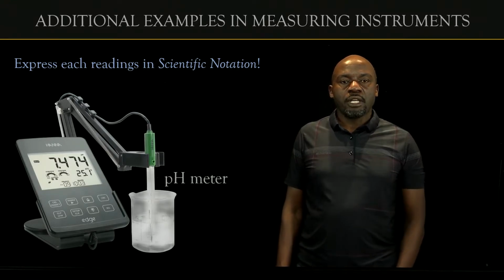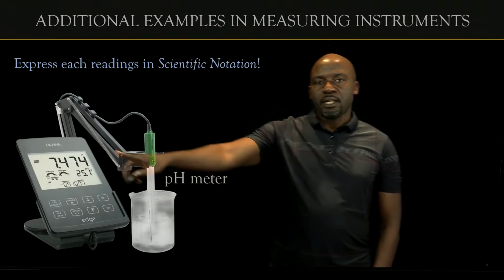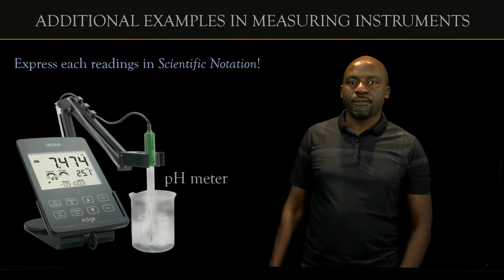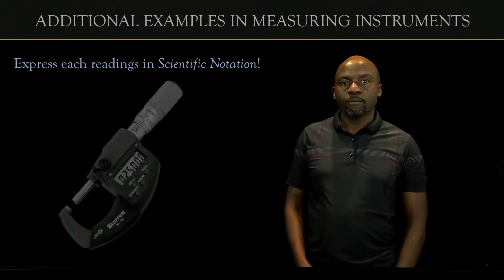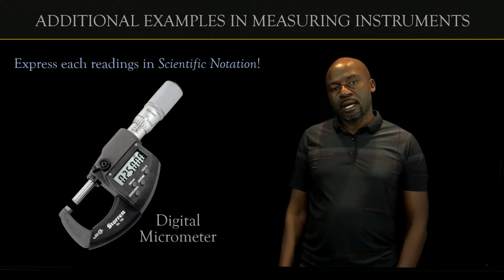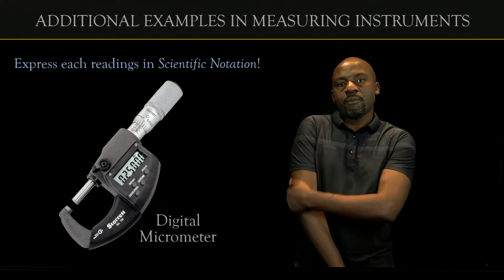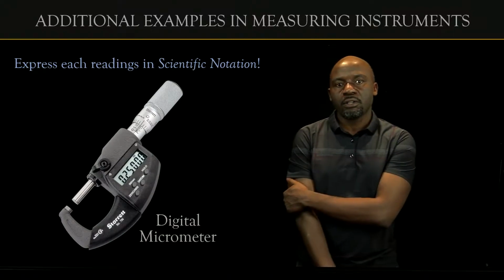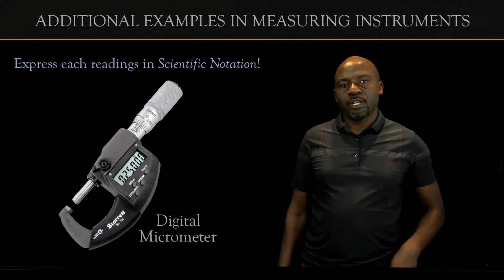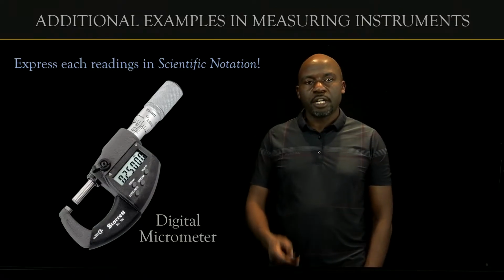This is a pH meter. There is a reading there, 7.474. What is that value in scientific notation? Here is a micrometer, a digital micrometer screw gauge. The reading there is 0.25000. Express that number in scientific notation.